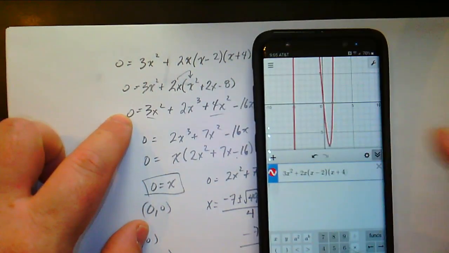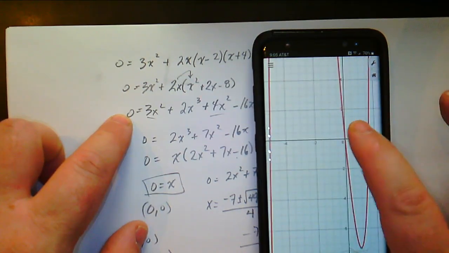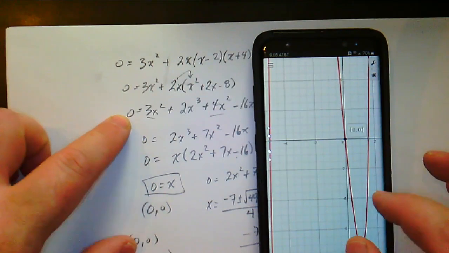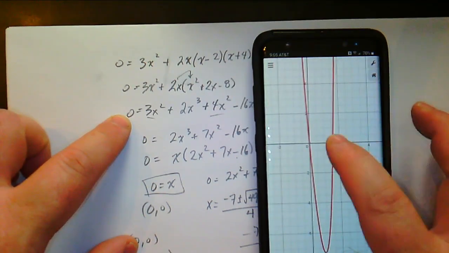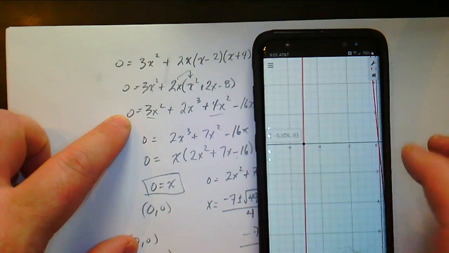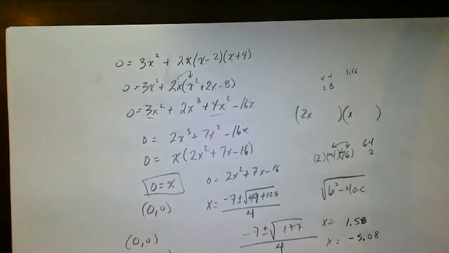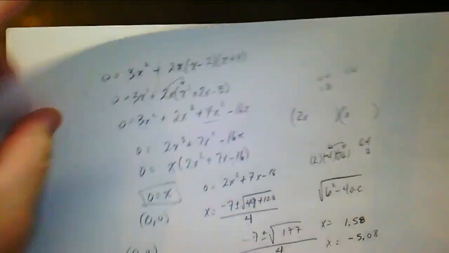All right, so here's my graph. I got 3 x-intercepts, it looks like. Looks like one goes to the origin. That's excellent. 0, 0. Let's see. Positive 1.58. Yeah, see. And negative 5.08. So we are good to go. So that's a way that, if you're learning at home, like we are now, and you want an extra check, be smart. Use your tools that you have at your disposal to help you out.